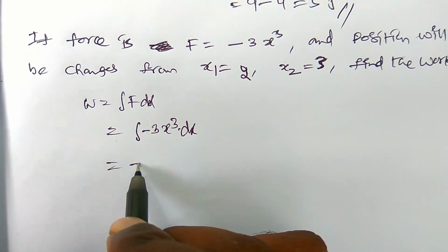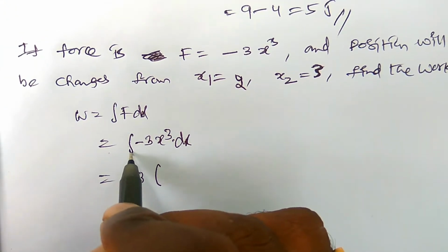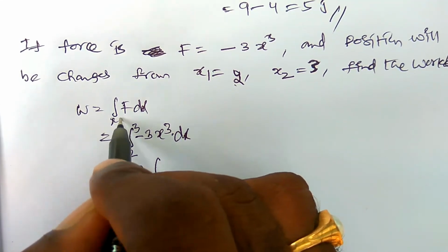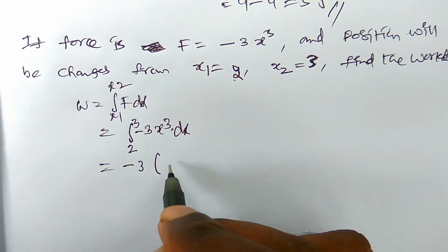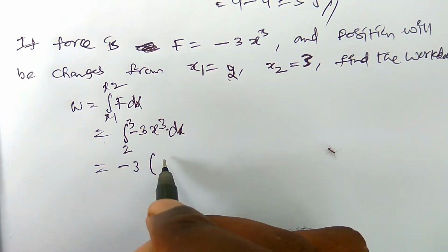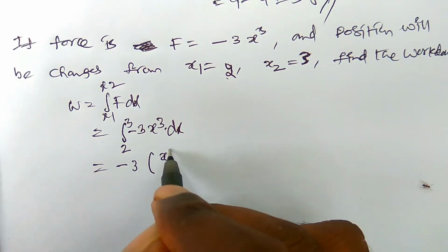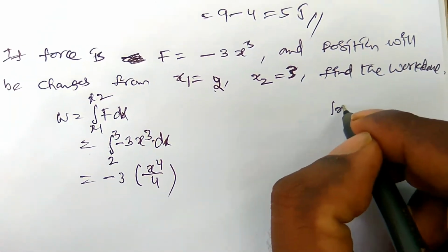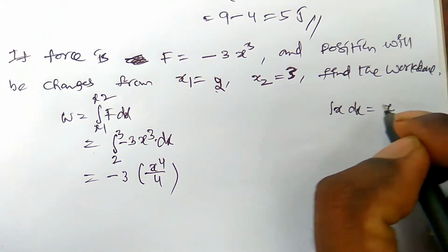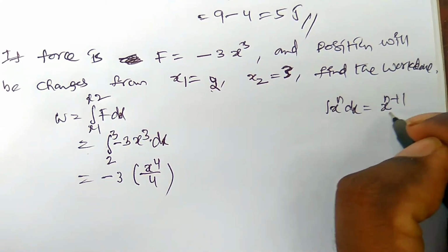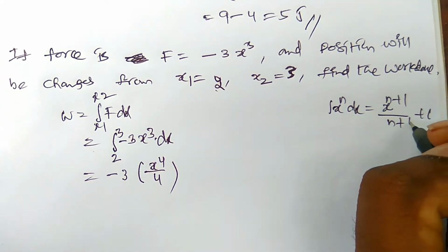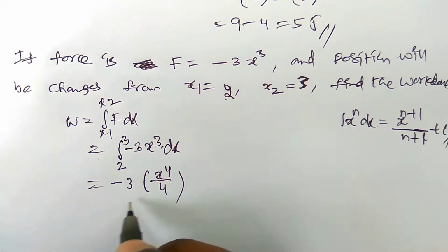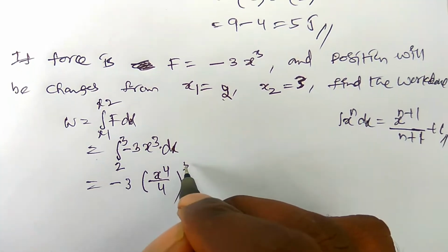So minus 3 should become outside, and here the limits are x1 to x2. It is nothing but 2 into 2 to 3, x1 to x2. Okay, so 3 will come outside, and x cube will be integrated to x to the power 4 by 4, because the integral of x to the power n dx is equal to x power n plus 1 by n plus 1 plus constant. So this is the integration, and the limits should be from 2 to 3.